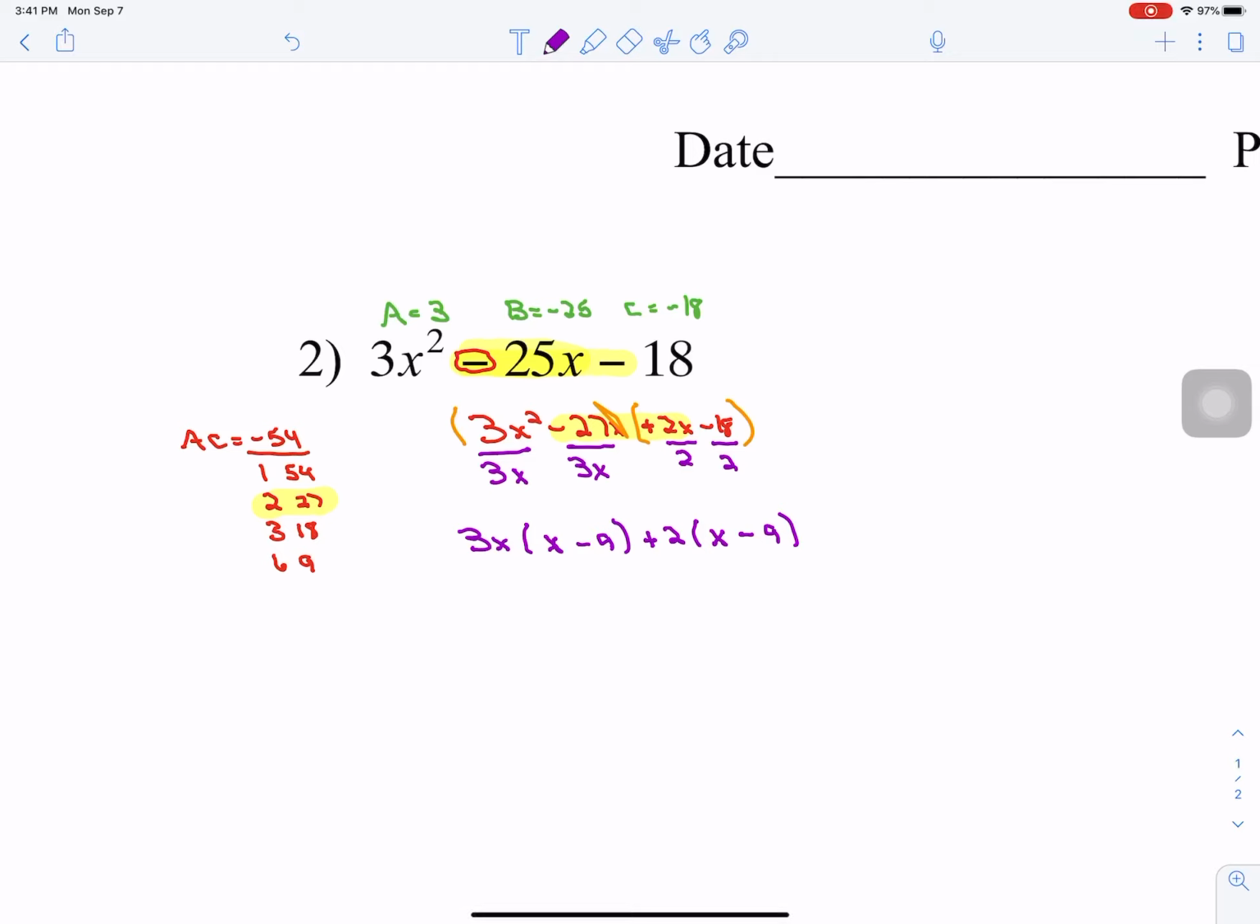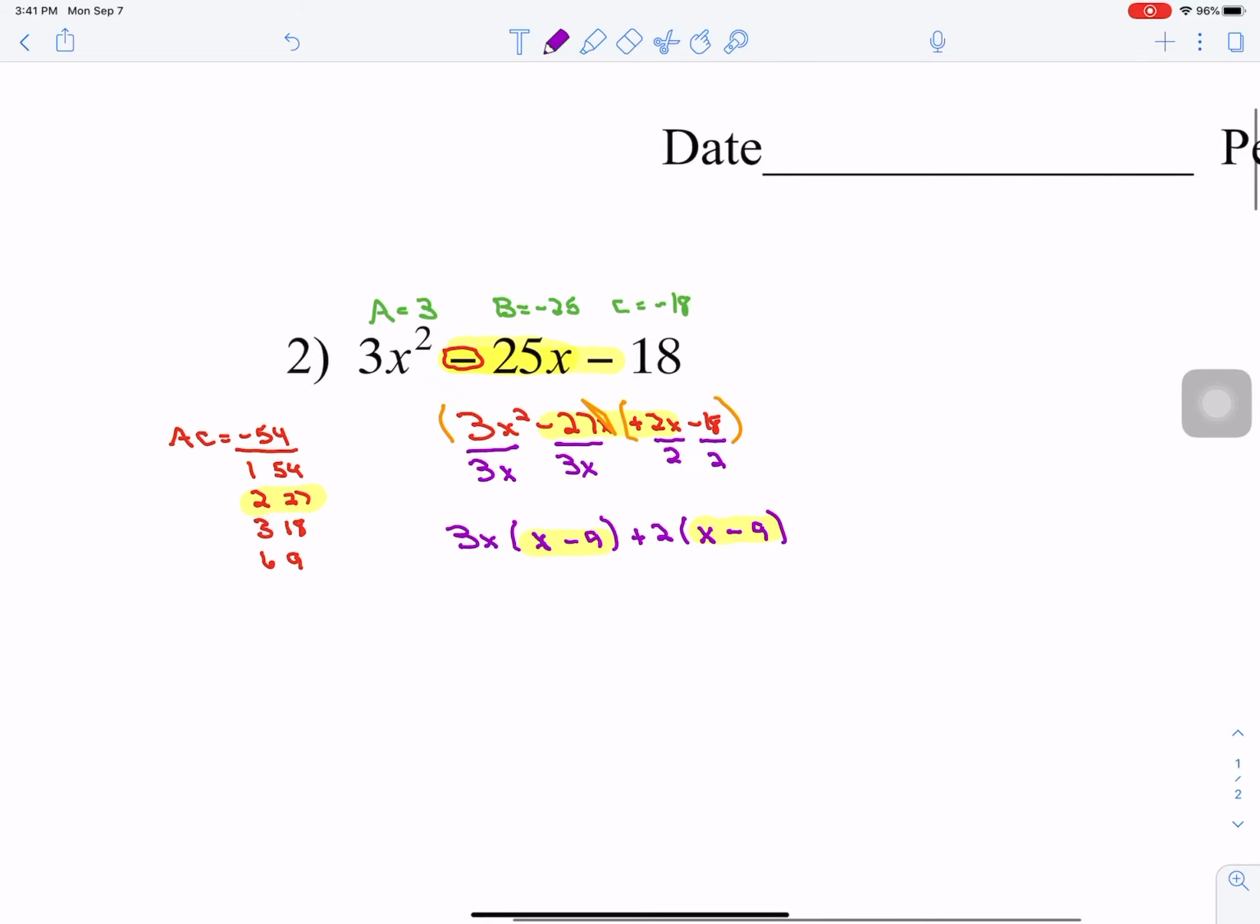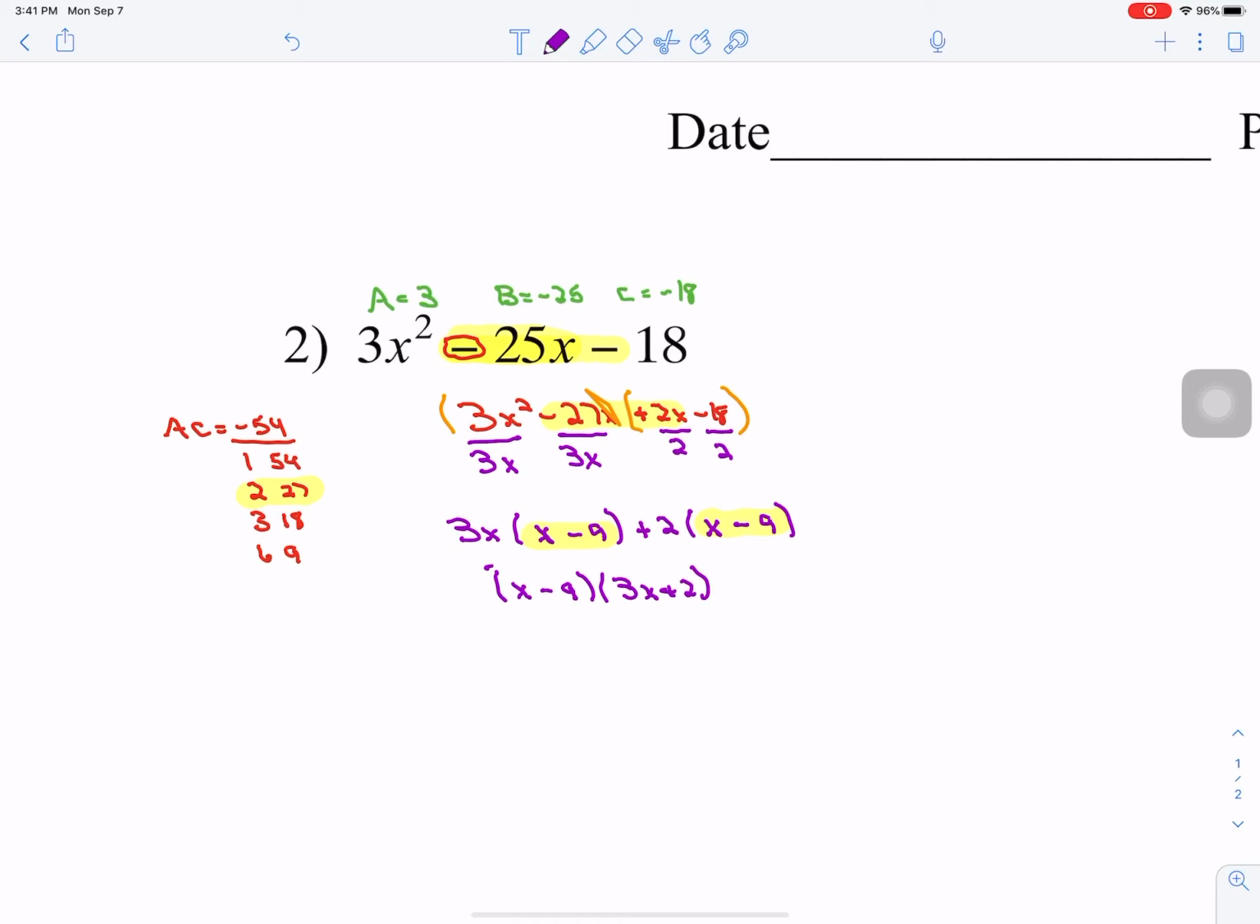Remember, this has a built-in check system. These two parentheses should be a match. Now we're going to factor out that match. So I have x minus 9 as my first set of parentheses. And my second set of parentheses would be 3x plus 2. So now you have factored using that AC model. Remember, the AC model is used whenever A is not 1 and there is no GCF.